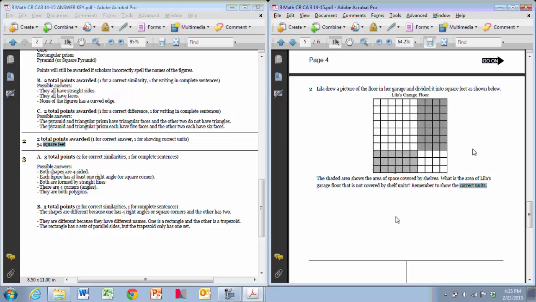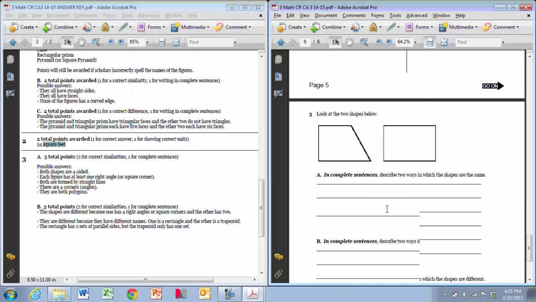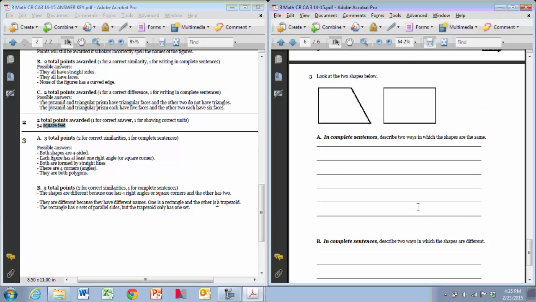Moving on to the last question, number 3. This is also a geometry question. It's worth a total of 6 points. It asks scholars again in all complete sentences to describe two ways in which the shapes are the same, these two right up here. So because it's asking for two ways, they'll receive 1 point for each of those similarities and then 1 additional point for writing in complete sentences.